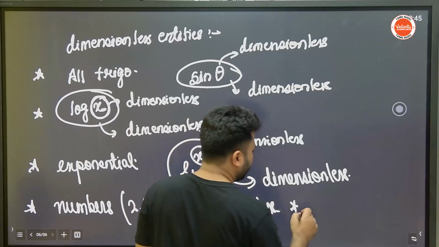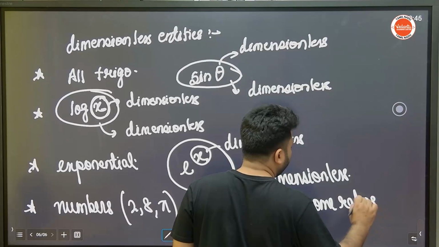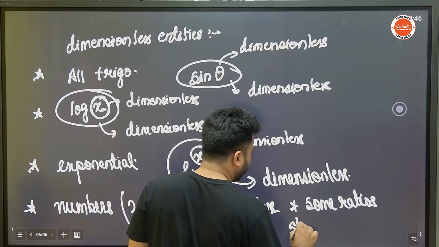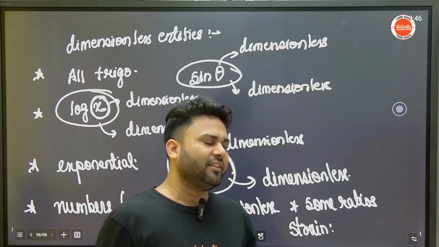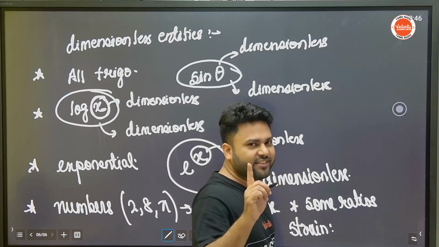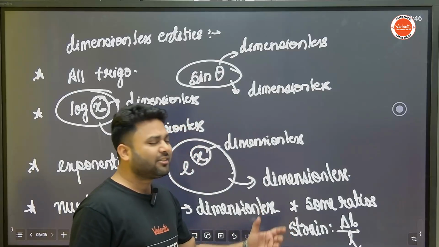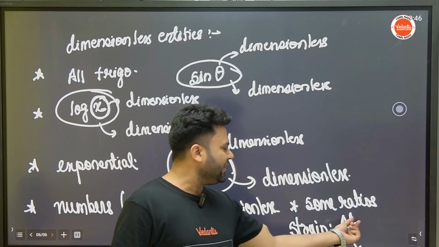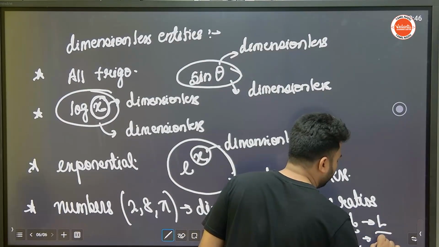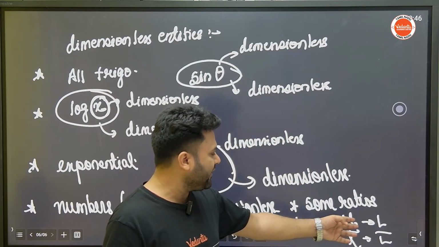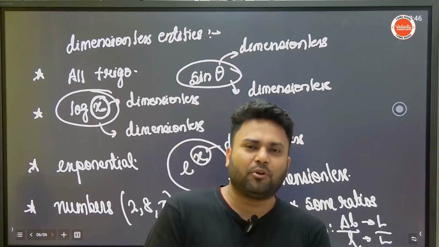Like for example, see some ratios I am writing. You have to be careful. Like suppose strain. What is strain? Change in length divided by original length. Stress strain chapter. If someone asks what is the dimension of strain, so change in length will have the dimension of length, and this length will also have the dimension of length. So finally L and L will cancel, so there will be no dimension, means M0, L0, T0.